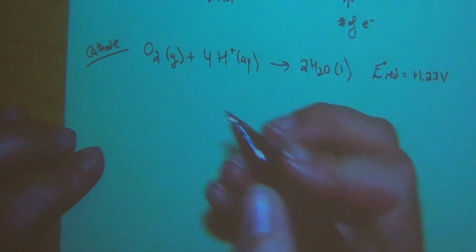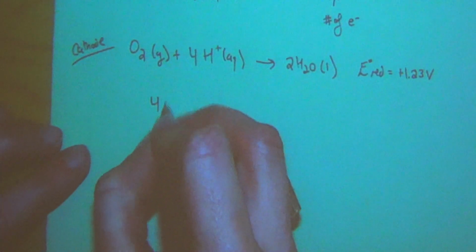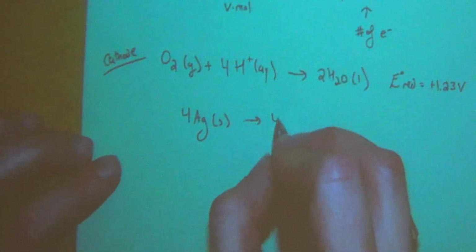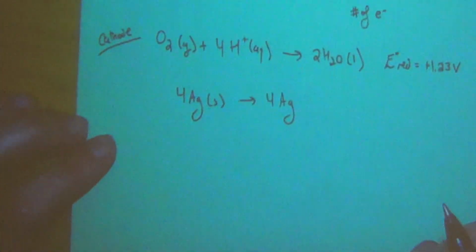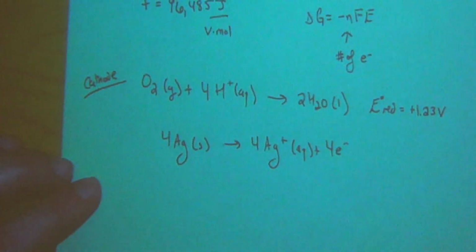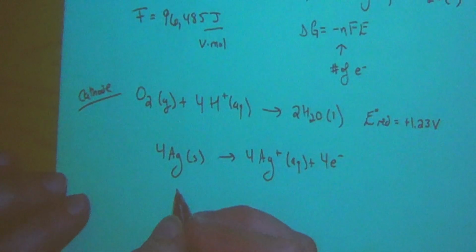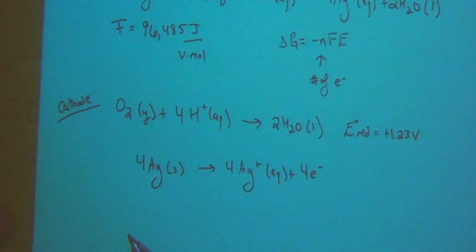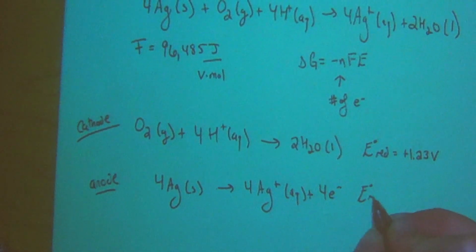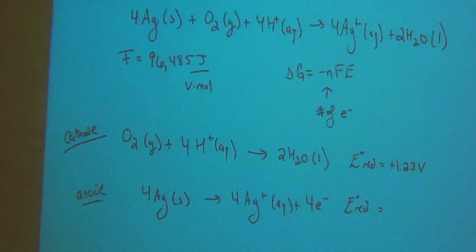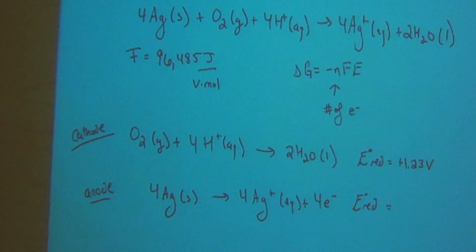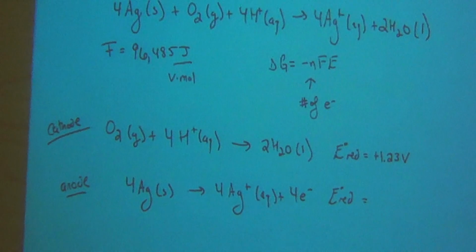All right, so let's write my other half reaction. I've got 4 silver goes to 4 Ag plus aqueous plus 4 electrons. Where's this occurring? The anode or the cathode? It has to be at the anode. Okay, so my reduction potential here. Since this is oxidation, you're going to want to look at the opposite reaction, because these are all reduction potentials. We don't measure oxidation potentials.